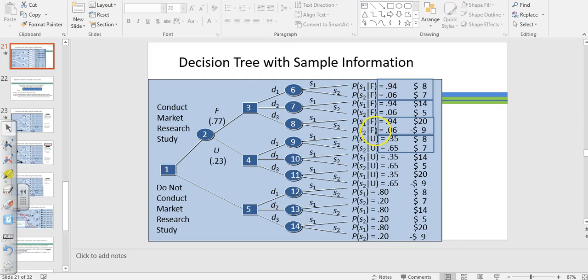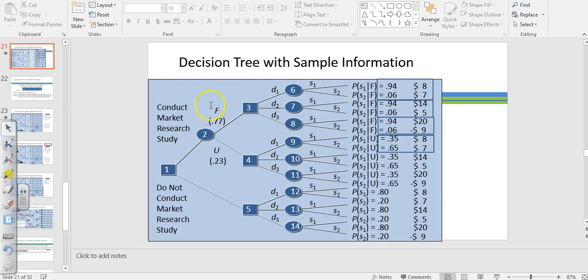So what we've done here is, given it's favorable, what's the state of nature 1, state of nature 2 for each decision? Because we had the research study at 77% favorable and 23% unfavorable, we are given a different expected state of nature. For a favorable report, it is 94% likely that it's going to be a strong demand. Remember, this was strong demand and weak demand? So if it's a favorable report, there's a 94% chance that strong demand is going to happen. If it's a favorable report, there's only a 6% chance that the low demand is going to happen.